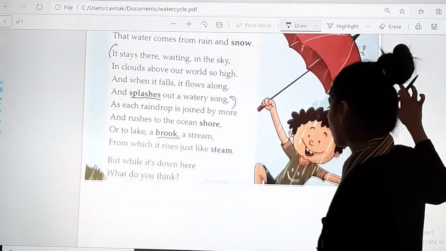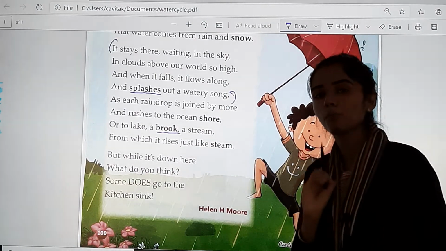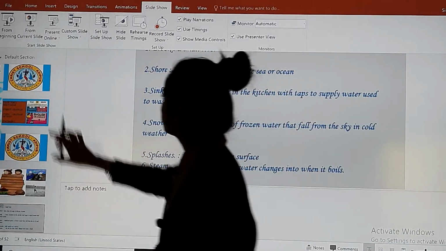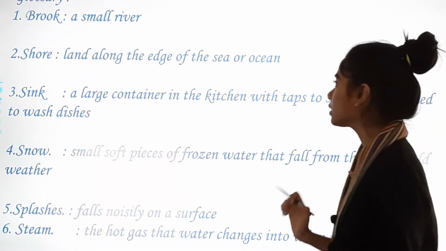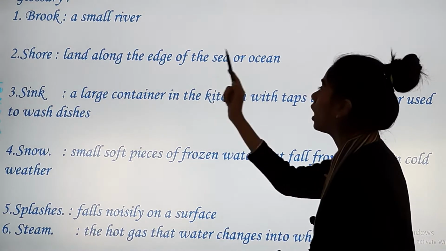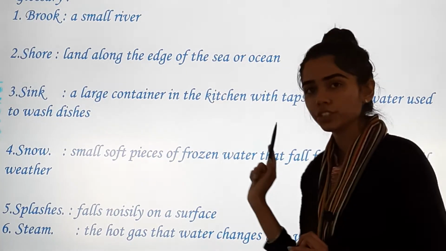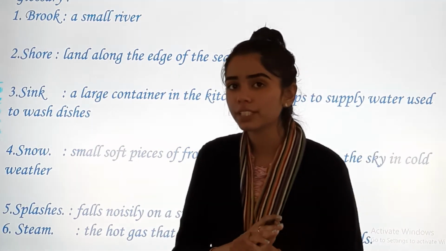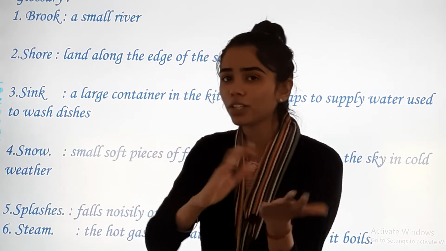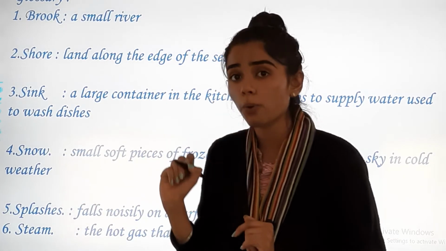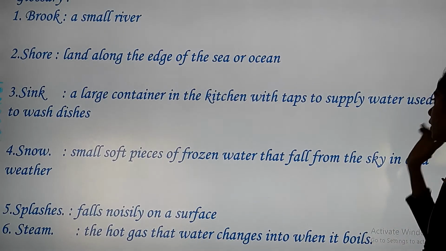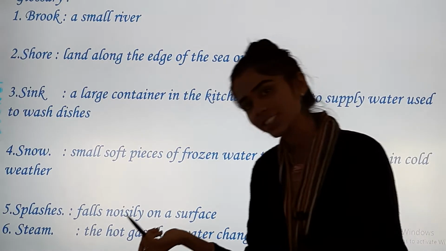So this was your poem. And who is the poet? Helen H. Moore. Okay, remember the name of the poet. Now once again we will do the glossary part, that is your meanings. Brook means a small river. Shore means a land along the edge of the sea or ocean. Okay, आपने देखा होगा that we have seen in the images also that there is a sea and there is an end to it where the land and the water meet. So उसे क्या बोलते हैं? Shore, sea shore. Okay, sink, a large container in the kitchen with taps to supply water used to wash dishes.